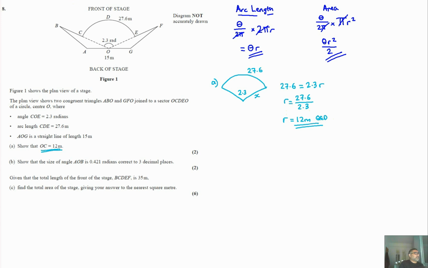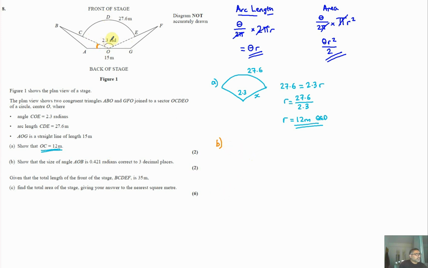Now, part B. Again, they've given you the answer, so a lot of this is working backwards, and in these types of questions, if they say show that and they give you an answer, you can play around with it until you get to the right answer as well. So never be too afraid of that. Now, for part B, it says show that the size of angle AOB is 0.421 radians. So that's what I'm looking for in this case. I'm going to just get rid of that, I'll be putting that in shortly.